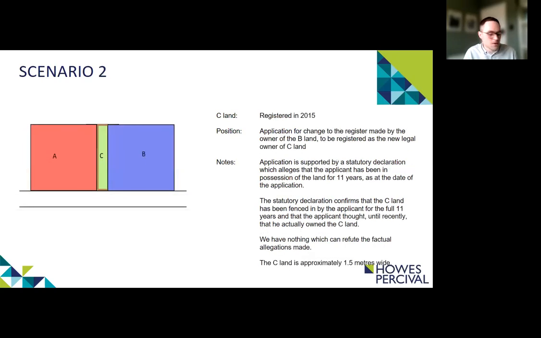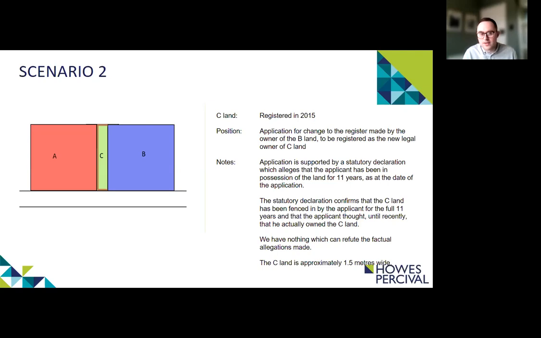So on scenario 2, very similar, but in this case, you'll see we're looking at registered land. So title was registered in 2015, title to the green land. An application has been made by the person in possession to change the register so that they become owner of the green land. Again, it's supported by a statutory declaration, which alleges that they've been in possession for 11 years at the date of the application. And again, it says green land has been fenced in for the full 11 years, and the applicant thought until recently that he actually owned the green land. Again, we check our records, and similarly, nothing there which refutes those facts.